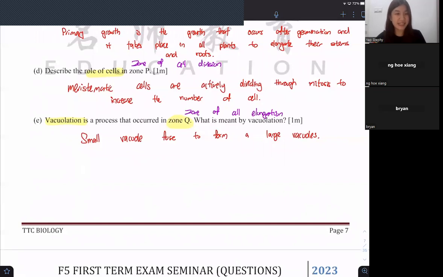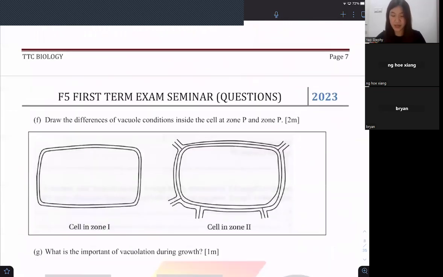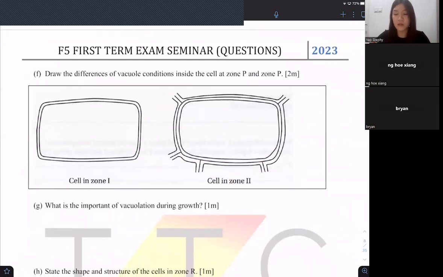Okay, good. So for the next one, draw the difference of the vacuole condition inside the cell at zone P and zone Q. Sorry, I have a correction here. You want me to write down for zone Q? Yeah, P and Q. Zone P is cell division, which you can consider as no vacuole or a very, very small vacuole. But for zone Q, all the vacuoles have increased in size, already expanded.